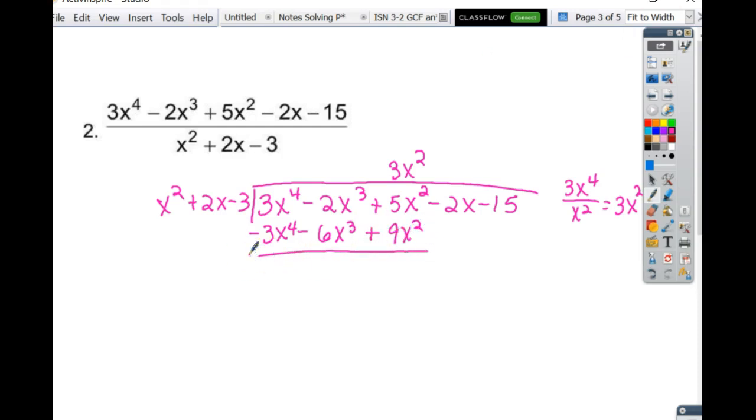So I didn't skip anything. Nothing gets skipped. This cancels out. Minus 8x to the third plus 14x squared, and bring down the 2x.